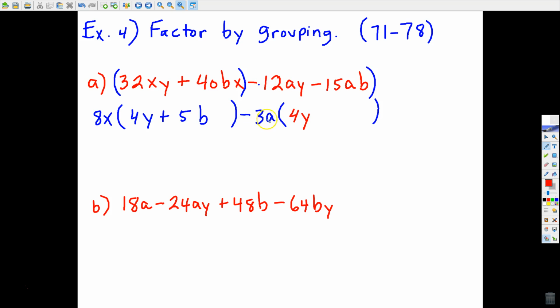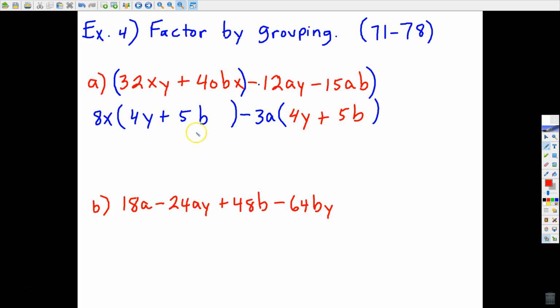Okay, I'm essentially factoring out negative 3a since I brought the minus down. And then over here, to make this come out negative, I must be doing the negative times a positive. So this is going to be plus 5b. And you can always check yourself. A couple of things should happen. If I do the distributive property here, negative 3a times positive 4y, that's negative 12ay. And negative 3a times positive 5b, that's negative 15ab.